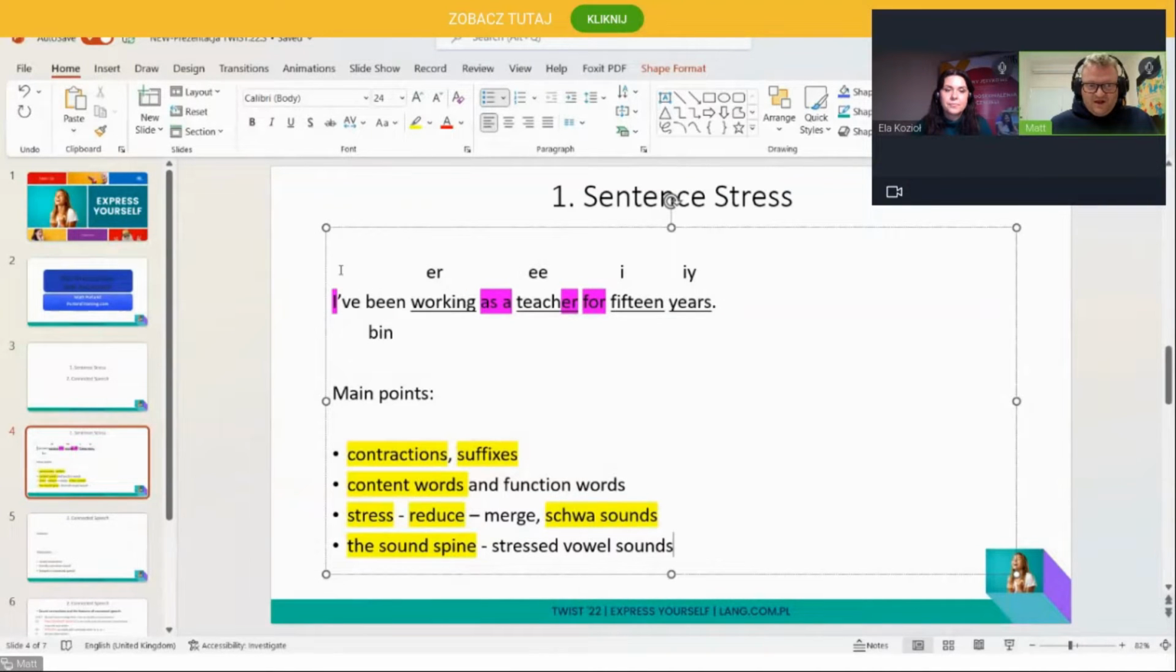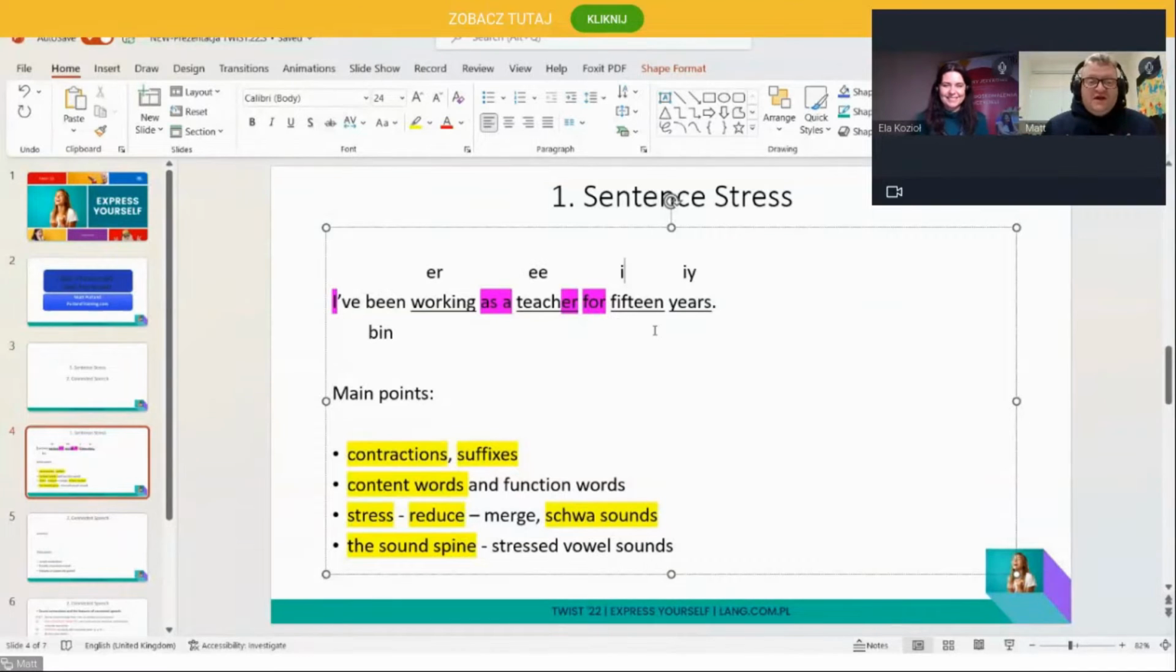Can you say that, Ella? Sound spine. Okay, but this is the English e, a very short e, not the Polish i. E, e, e. Dobrze. Thank you. Wonderful. So this is what we need to hear.